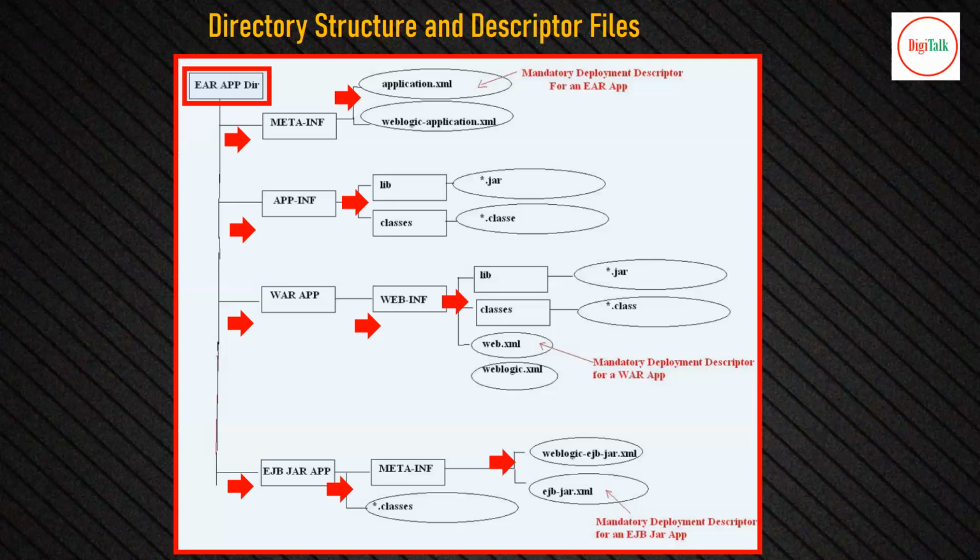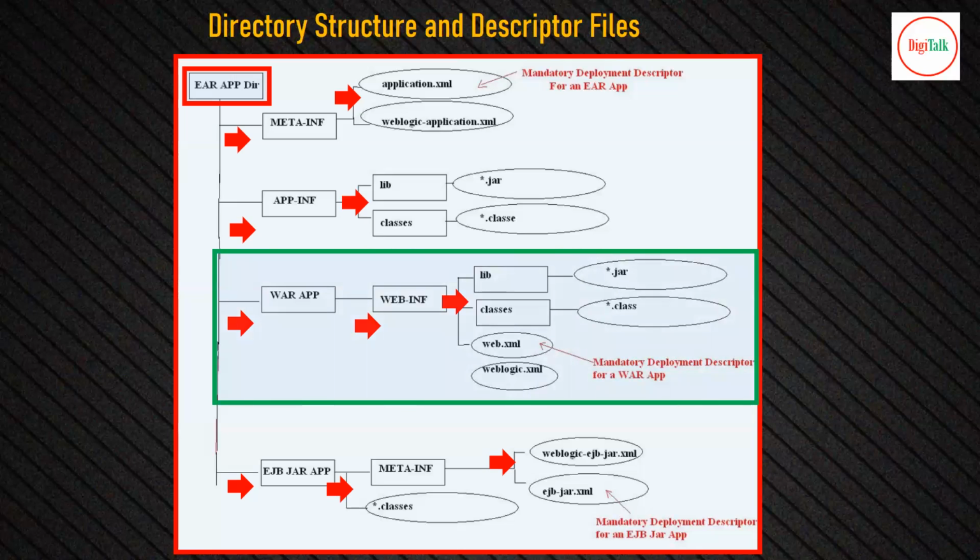Okay, so this is the complete directory structure of your EAR application. Okay, and for example, you are not creating an EAR application, you wanted to create only a web application. That means you have to create a WAR file only. In that case, you have to create a directory structure like this one. You have to create a folder with name WAR app. Maybe you have a shopping cart web application, so create a folder with name shoppingcart. Inside that, create a folder with name WEB-INF. Inside that, you can place your web.xml and weblogic.xml file, and then create 2 folders with name lib and classes. And then you can copy all of your jar files inside lib and all the class files inside classes.